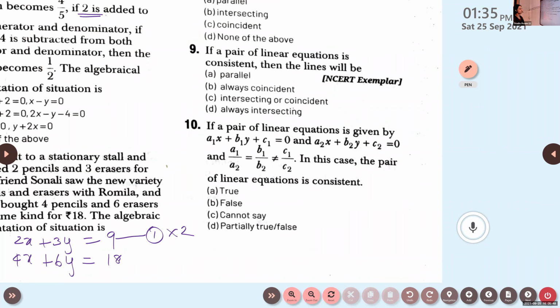If the pair of equations is given by a1x plus b1y plus c1 is 0 and a2x plus b2y plus c2 is equal to 0, and a1 by a2 is equal to b1 by b2 not equal to c1 by c2, in this case the pair of linear equations is consistent. Is it consistent here? How do you mean? When will you say the given set of equations is consistent?